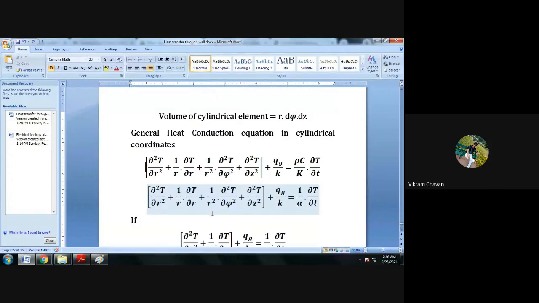Now, if there is one-dimensional heat flow, we have to consider only one axis, or one coordinate only. So if you are considering one-dimensional heat flow in the cylindrical coordinates, we have to consider only one coordinate for the cylinder. Let us discuss this equation.